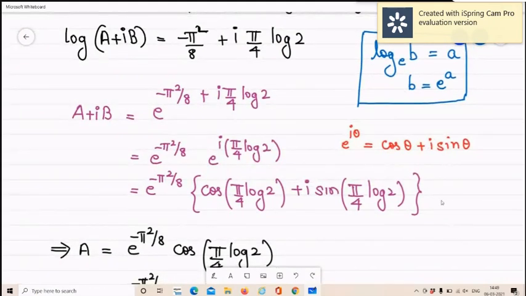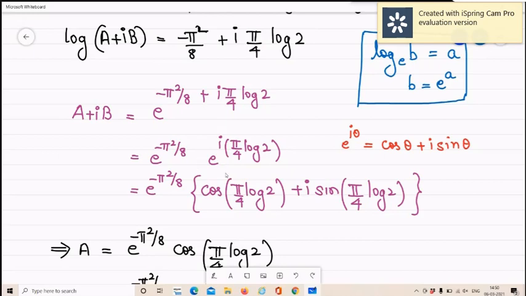First, when I started with that purple part, it is with respect to this blue property that I have written, of log and exponential, how to convert a log to exponential. So when I have log b to the base e equal to a, we write b as what? E raised to a. So using this concept, log of a plus ib is written as what? A plus ib equal to e raised to minus pi square by 8 plus I pi by 4 log 2. Is that clear?